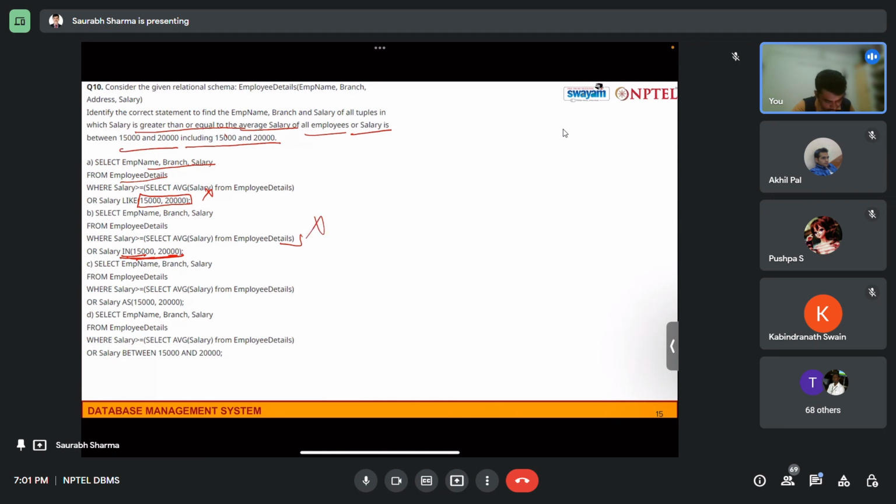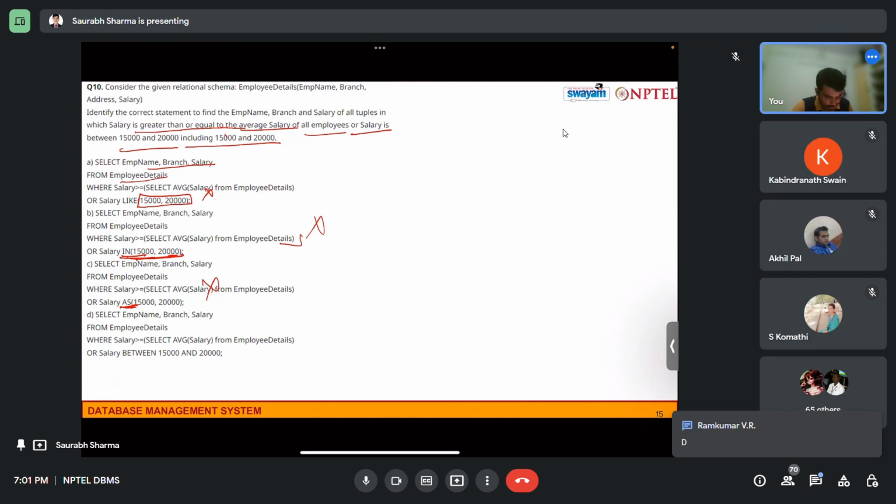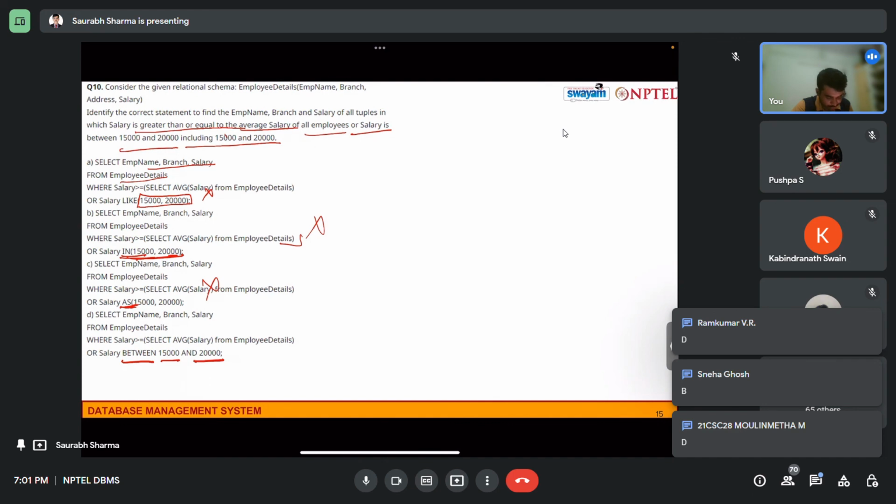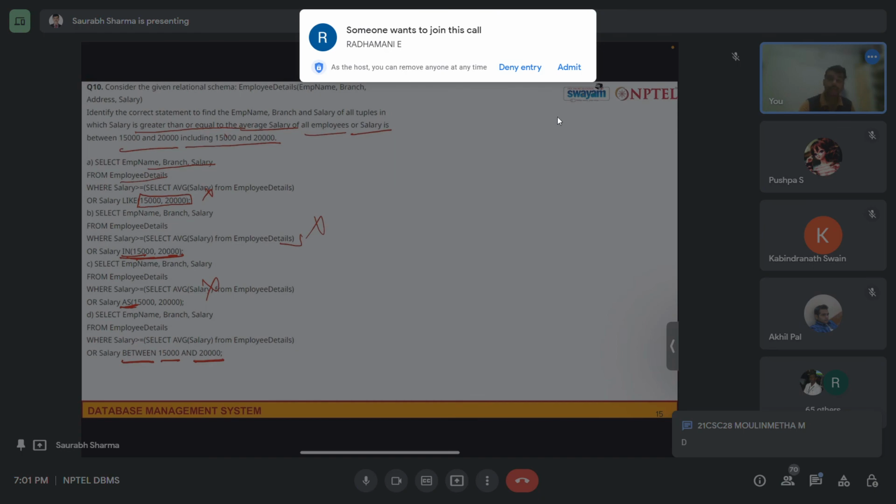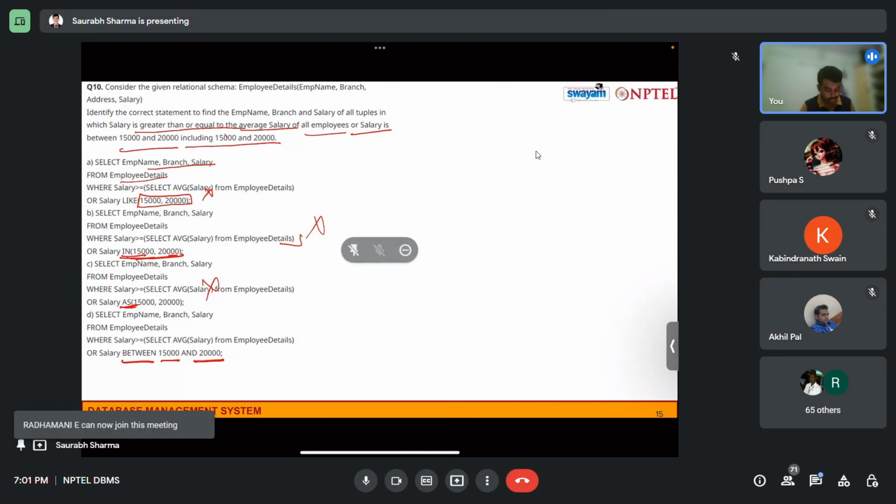In the last and second last, it is telling salary as. As is for renaming purpose. If you went through the class lectures, whenever we use as, that basically tells about renaming. Okay, so it will not be the answer. The last is telling between this and this. So between is the constraint which actually takes both of the limits and the in-between context. So the last will be the answer, D.